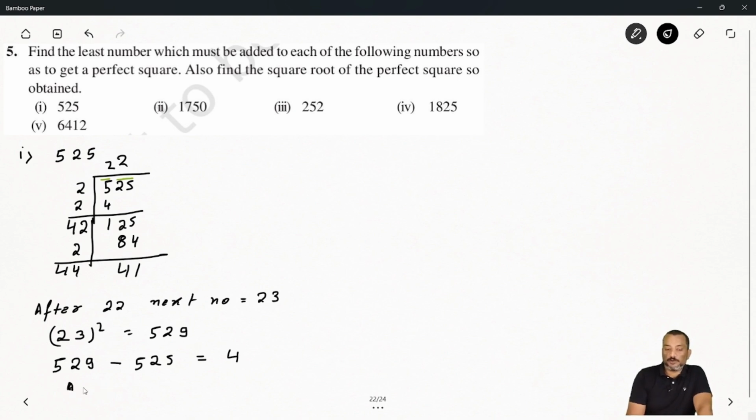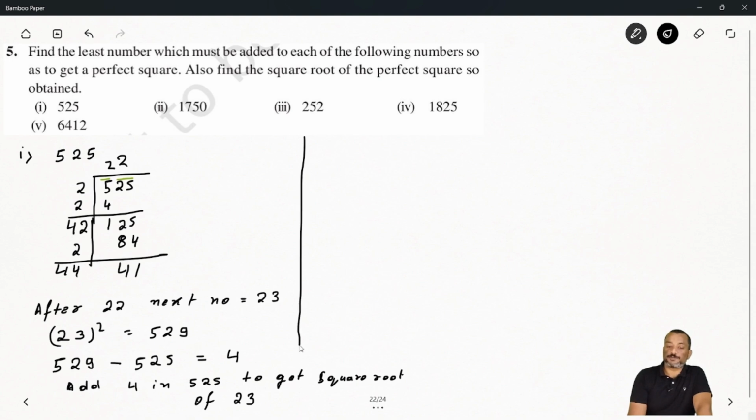So add 4 in 525 to get a perfect square, the square of 23. Okay, hope it's clear. Now let's solve the second question.